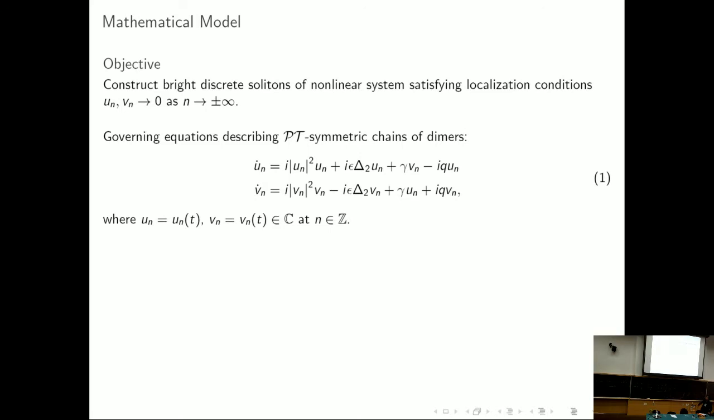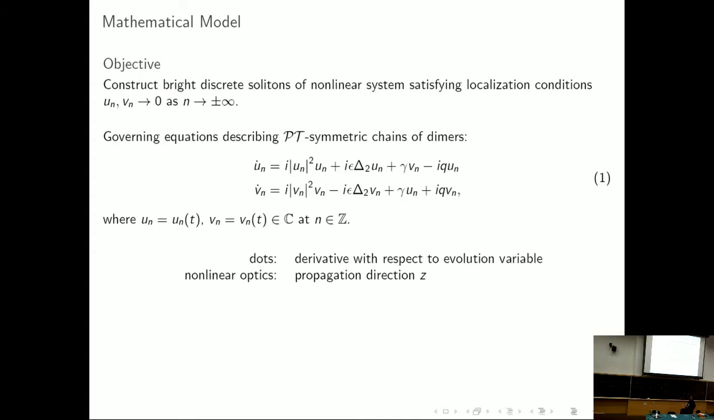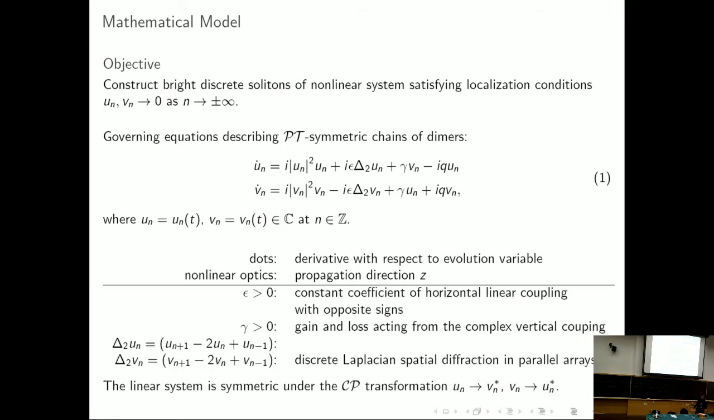So u and v again are complex variables, and the dots over there represent the derivative with respect to the propagation variable. In the case of optics, that should be z. And then there are a couple of coefficients I mentioned before: epsilon positive, and then gamma is the coupling. So this gamma is the intercore coupling between u and v. And then delta is the discrete Laplacian, with that expression.